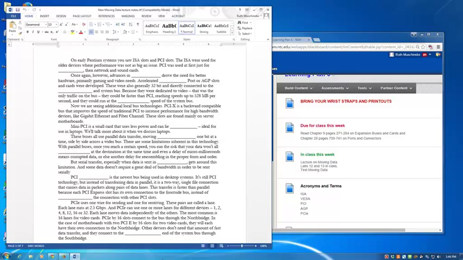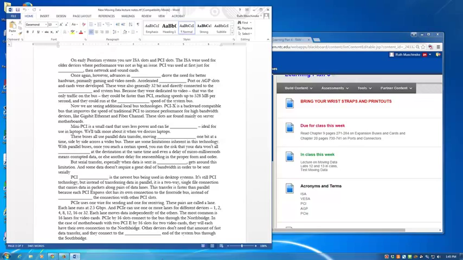PCI Express is the newest bus being used in desktop systems. It's still PCI technology, but instead of transferring data in parallel, it is a two-way single file connection that carries data in packets along pairs of data lines. This transfer is faster than parallel because each PCI Express slot has its own connection to the frontside bus instead of sharing the connection with other PCI slots.